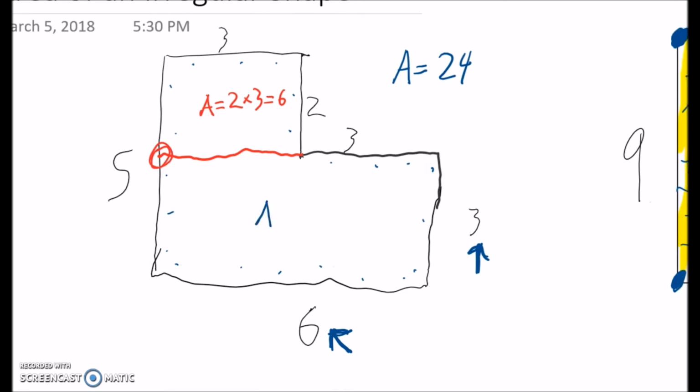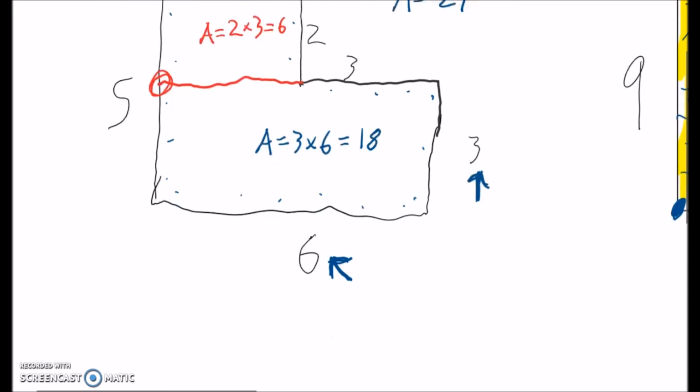So side times side, area equals side times side for a rectangle. So our first side is 3 times our second side is 6. So 3 times 6 equals 18. Perfect. So that's our blue area.